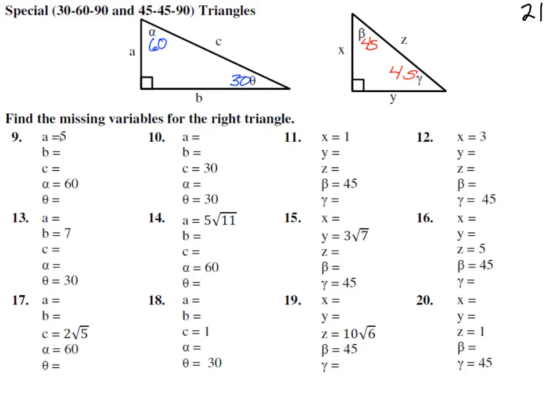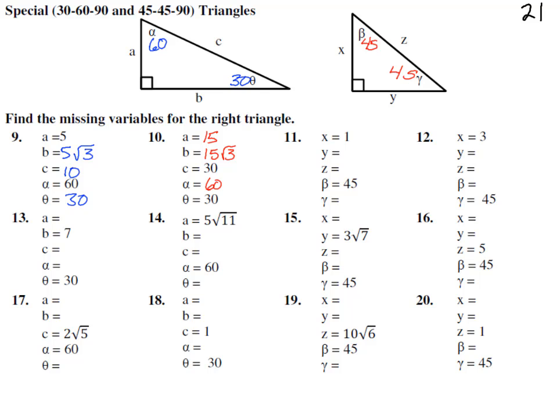Number 9, A is 5. If A is 5, then C is 10, exactly twice that. And B is going to be 5 times the square root of 3. Good. And theta, of course, is 30. Then the very next one, number 10. If C is 30, then going backwards, A is half of that, which is 15. And we keep the same pattern, and this is 15 times the square root of 3. Okay, and alpha is going to be 60 degrees.